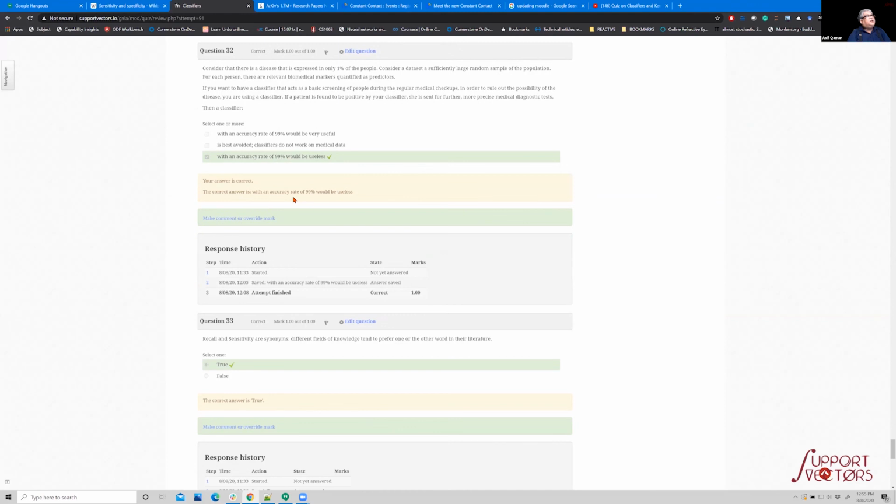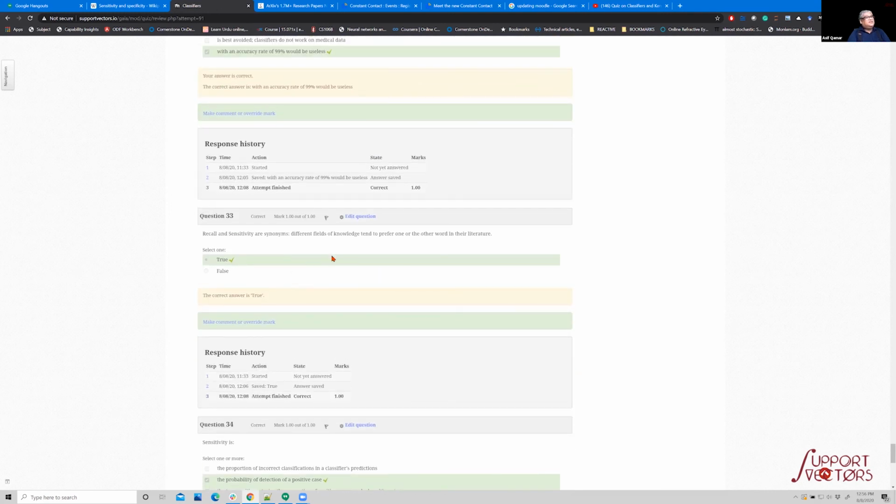This question is a little tricky, and I don't know how many of you got it right. If you have a disease that expresses itself in only 1% of the population, then is a classifier with an accuracy of 99% good or bad? It is actually useless because it's the baseline classifier. If you mark everybody as healthy, what would be your accuracy? It would still be 99%. So a 99% accuracy has only maybe a marketing value. It has no scientific value in this situation. So your classifier would be useless.